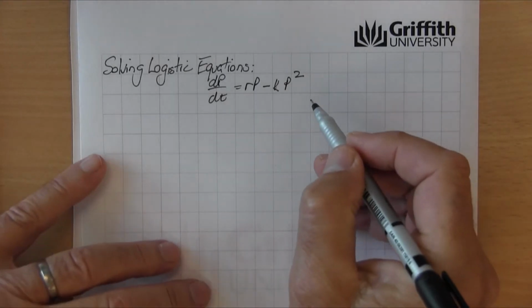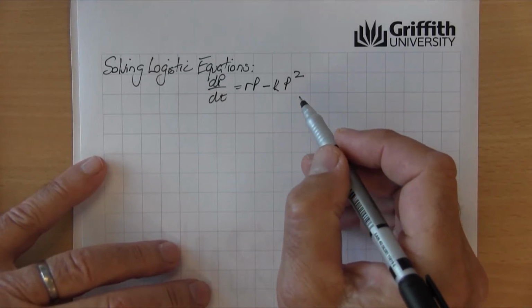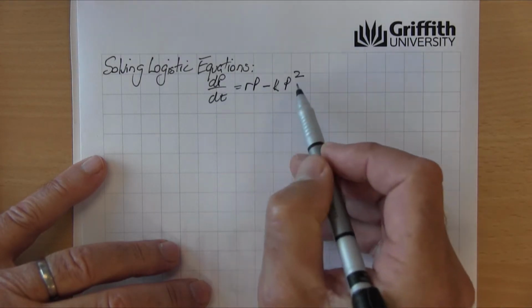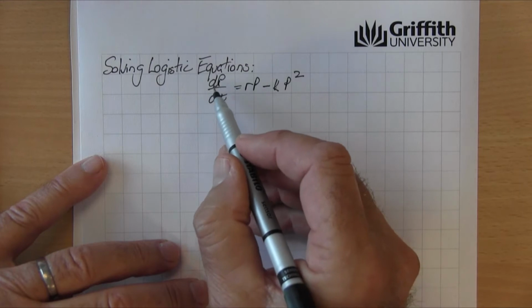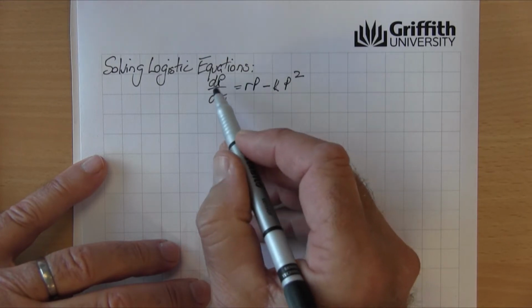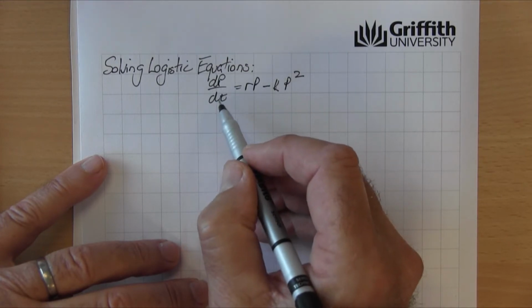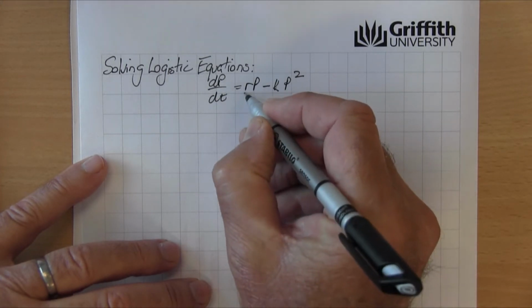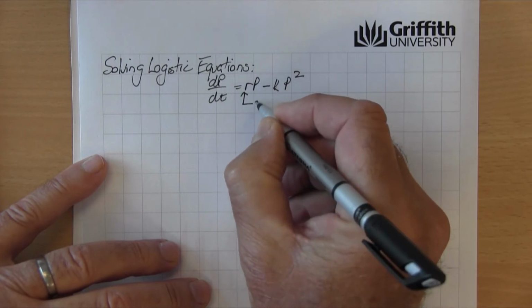This is an example of a logistic equation, mainly to do with populations, and basically the model looks a little bit like this. It's saying that the rate, dp dt, the rate at which the population is growing, is equal to some factor times the present population. This factor is sometimes called the growth factor.